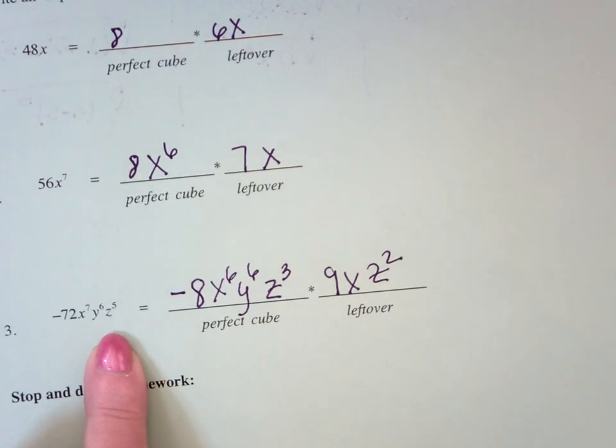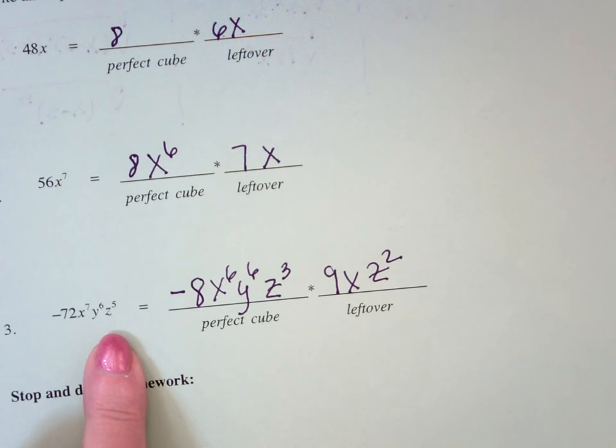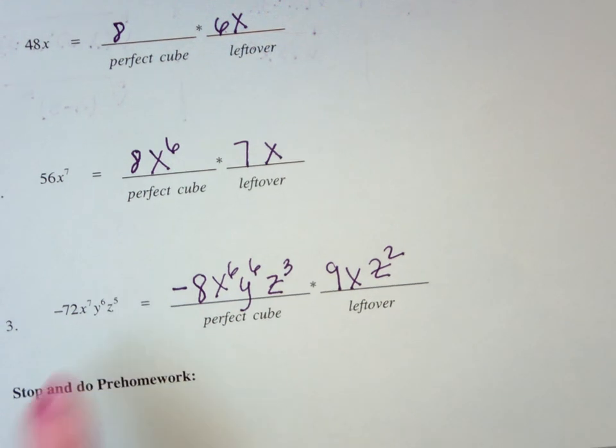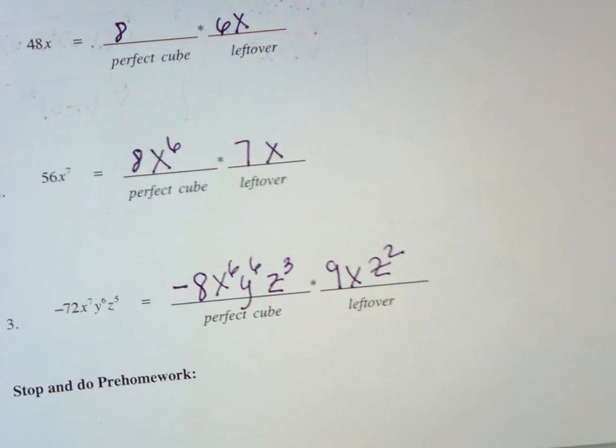Wait, why did you put 3 for Z? What did you put 4? Well, remember, we're doing cubes. Cubes are multiples of 3 instead of multiples of 2. This is the hardest part.